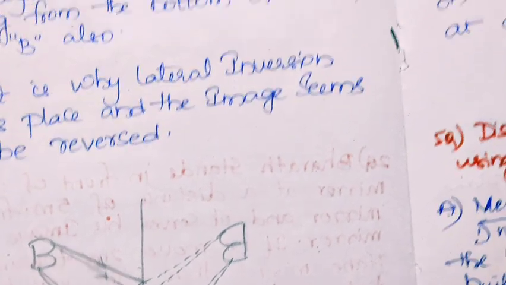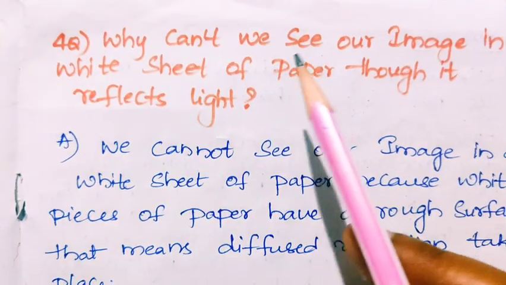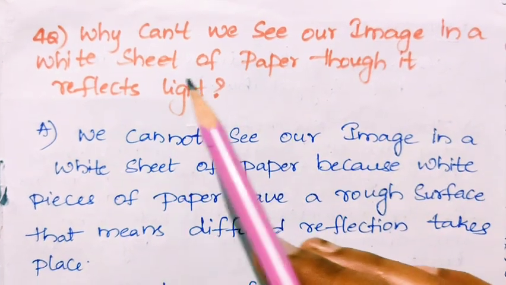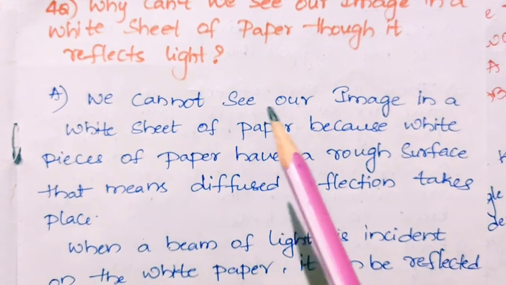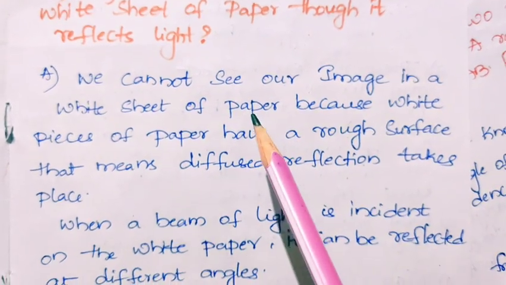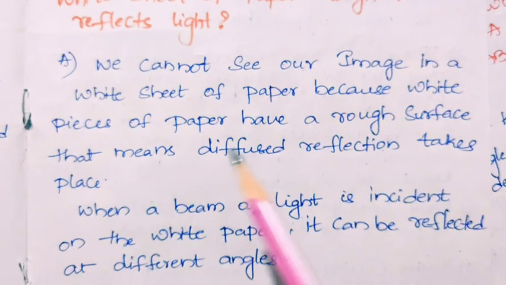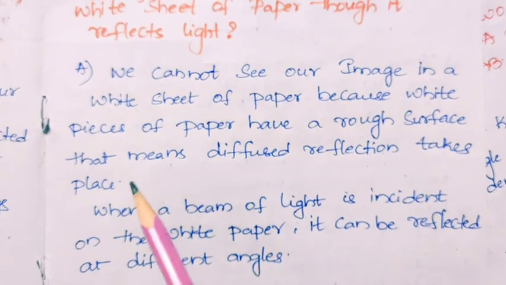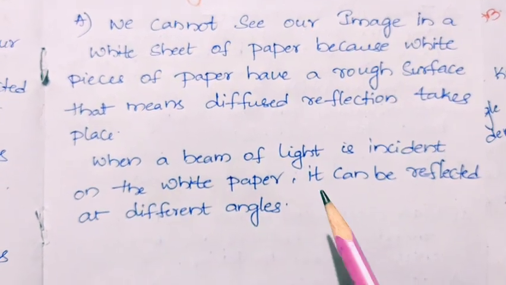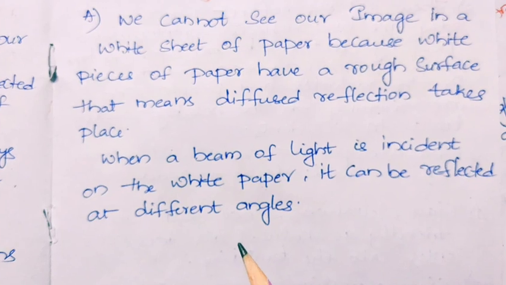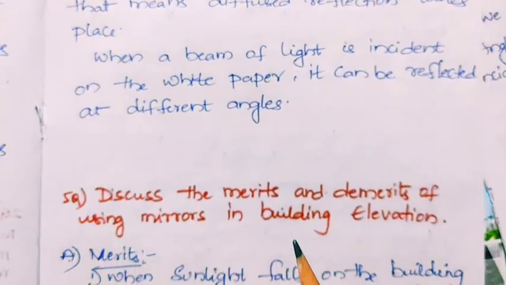Next question, the fourth question. Why can't we see our image in a white sheet of paper though it reflects light? We cannot see our image in a white sheet of paper because a white piece of paper has a rough surface. That means diffused reflection takes place. When a beam of light is incident on the white paper, it is reflected at different angles. Hence, we cannot see our image on white paper.